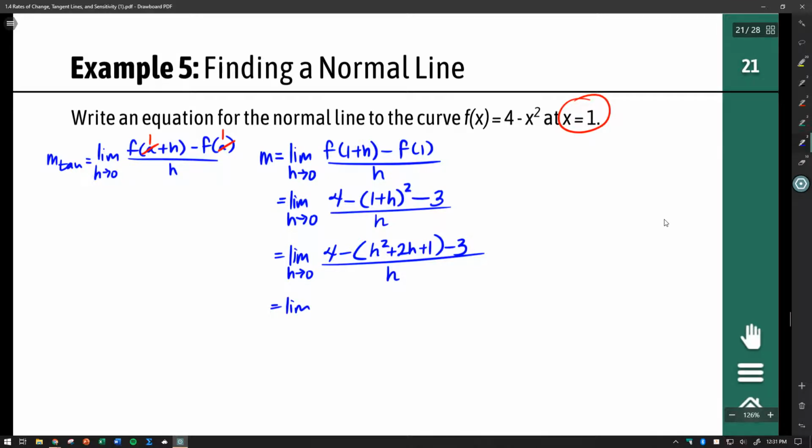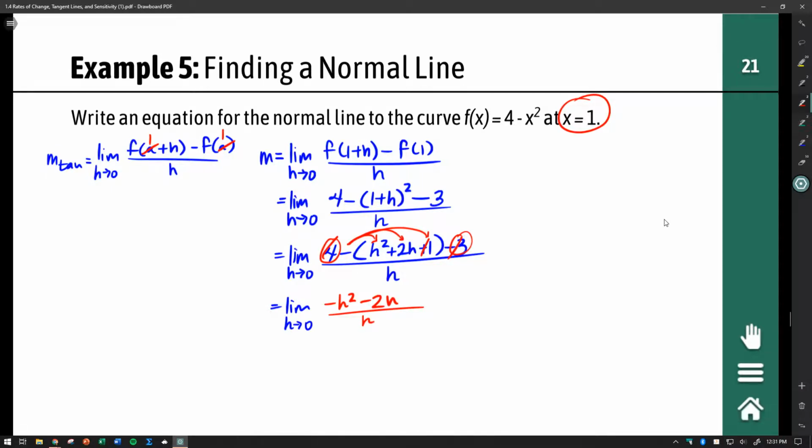Finally, let's distribute this negative sign into the trinomial h squared plus 2h plus 1 and simplify everything there in the numerator of this fraction. So we're going to have a negative h squared. We'll change colors here so we can see the work. Negative h squared. We're going to have a negative 2h. And then we're going to have a negative 1. But that negative 1 is going to combine with a 4 and a negative 3. So we're going to have 4 minus 1, that's 3. 3 minus 3 is going to be 0. So all of the constants essentially zero out. This is all over h.